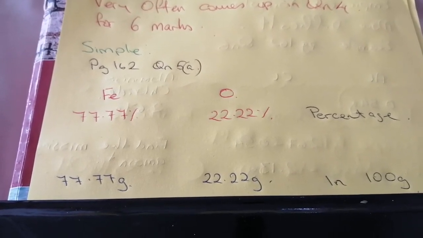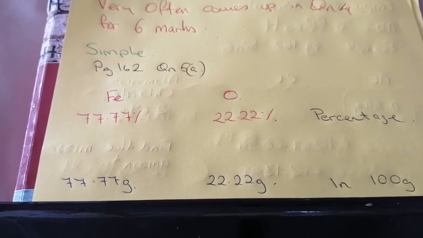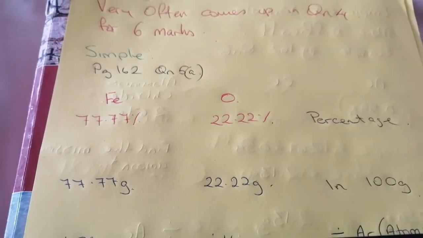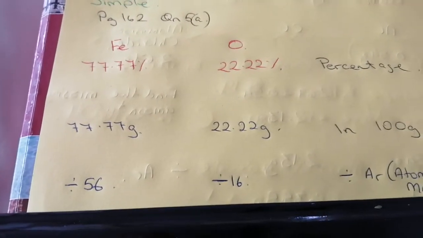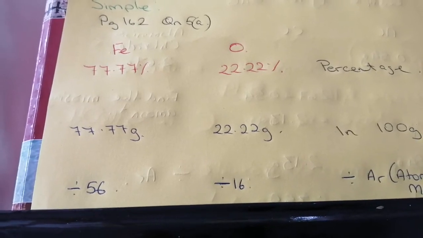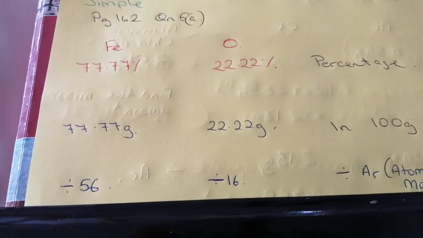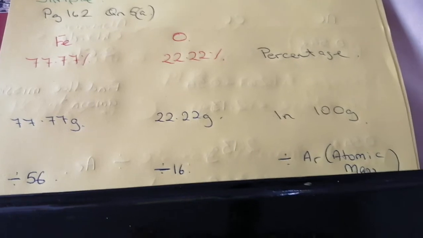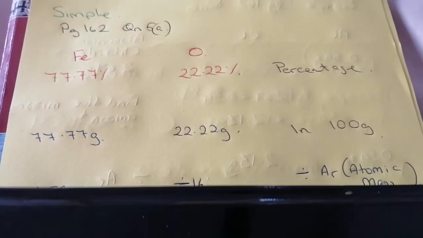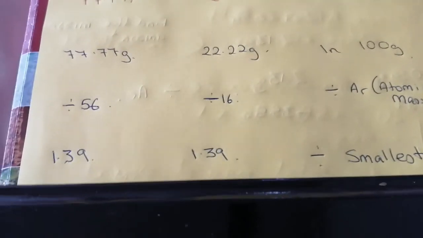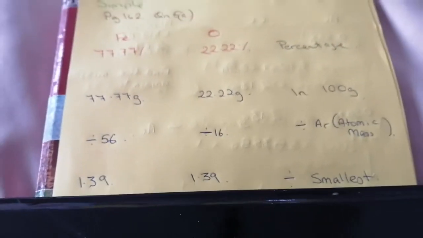And to do that, you divide by the atomic mass of each individual element. So in this case, we're dividing the iron by the mass of iron, which is 56, and we're dividing the mass of oxygen by 16. So we're dividing across by the atomic mass. Okay, now we end up there with the same number.